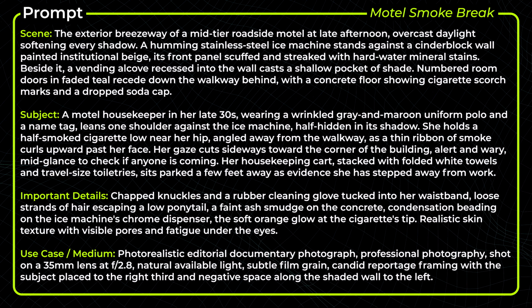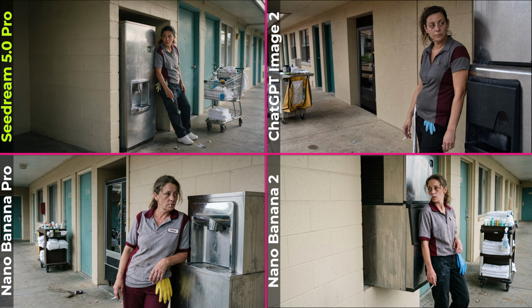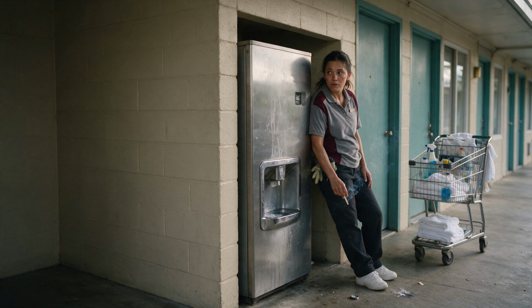For the next one, we're going for a motel housekeeper sneaking a smoke break by an ice machine. SeeDream 5 Pro shows a really filthy ice machine. I mean, she could at least pretend to be wiping that down while she's having a smoke. But this seems to be a very low-rent motel. They don't even have a cart for the cleaning supplies. Instead, she's using a very small but tall shopping cart that they've snatched from somewhere.